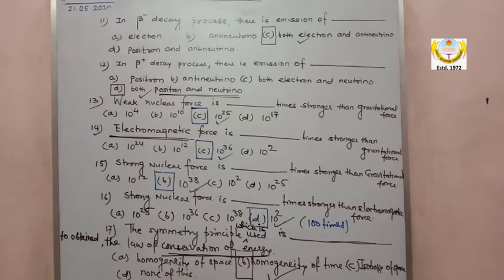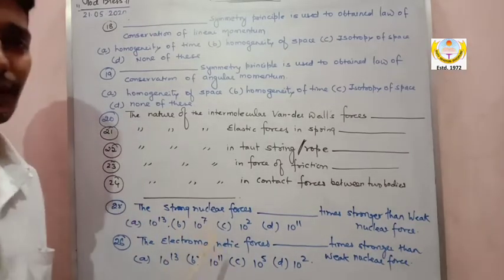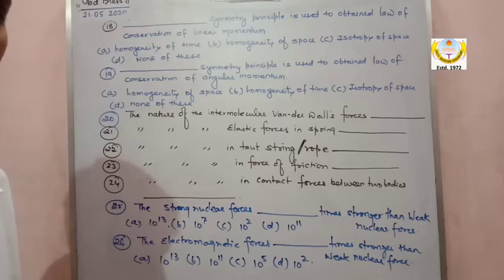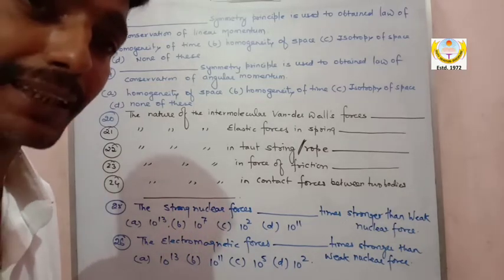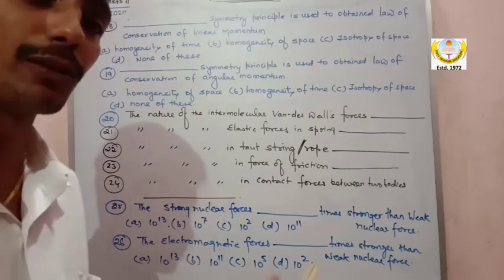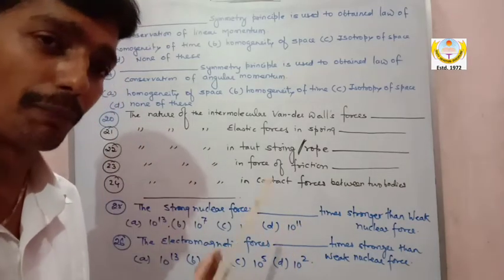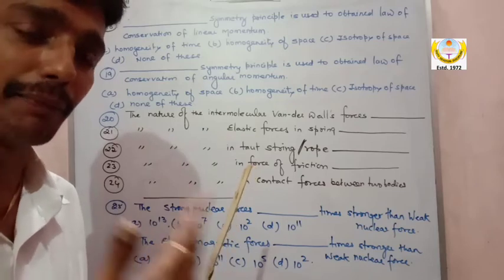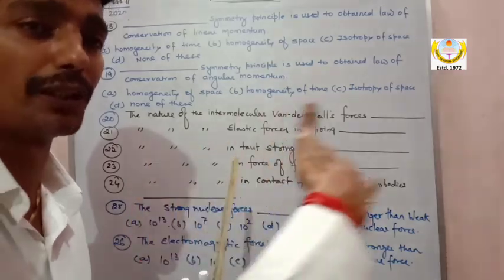The next question is question number 18. I have told you that there is a symmetry principle: homogeneity of time, homogeneity of space, and isotropy of space. What is homogeneity of time? Sir, there is no preferred time, my dear. Whatever I am doing today, the same thing will happen after 1 day, after 2 days, after 3 days. That is homogeneity of time.